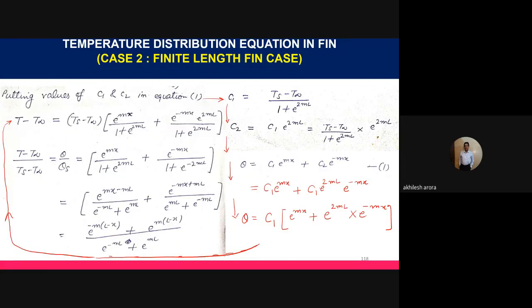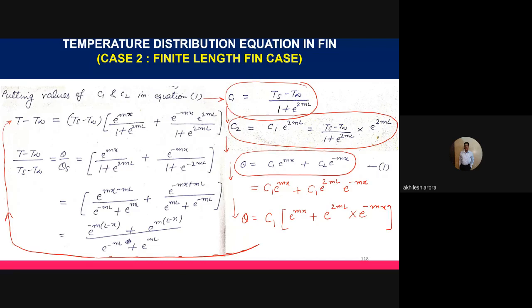Now let us see what to do with these two values of c1 and c2. If you see the right side equation, this is the value of c1, this is the value of c2, and then this is the basic temperature distribution equation which we got without applying any boundary conditions. We just got it in terms of c1 and c2. So this is the basic temperature distribution equation of a fin, and then for solving it we have different cases.